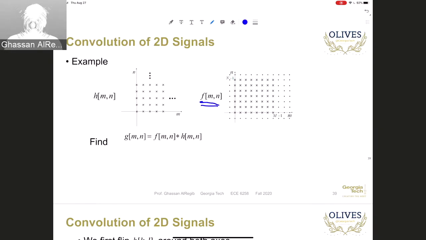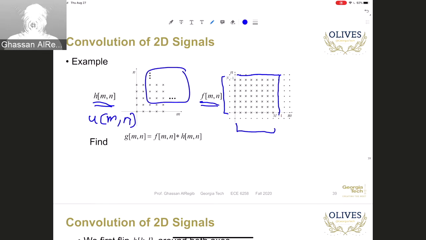It's defined over the horizontal axis between 0 and M minus 1, and on the vertical axis between 0 and N minus 1. It is 0 outside, so this is the finite extent here. Then we have our operator, or our impulse response, H of M and N, which is the unit sample function, so really it is U of M and N. This is one in the first quadrant, one everywhere in our lattice. So what is the convolution between these two?